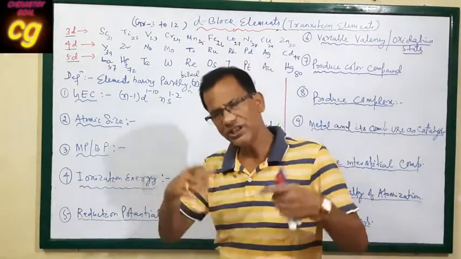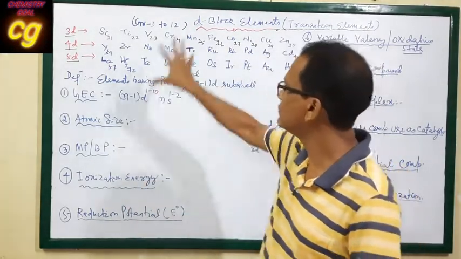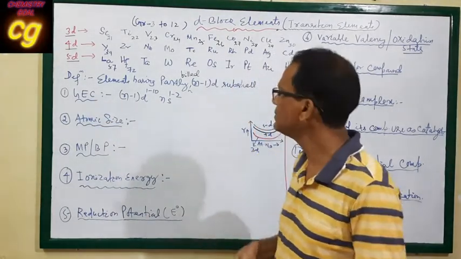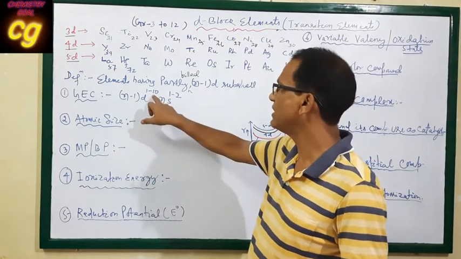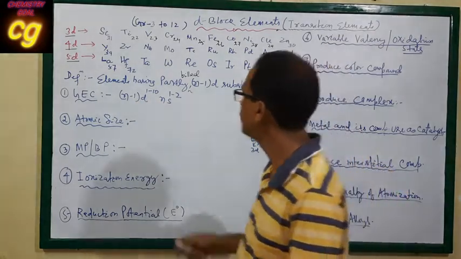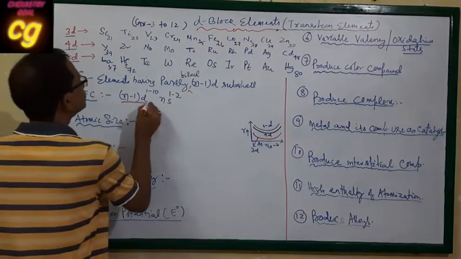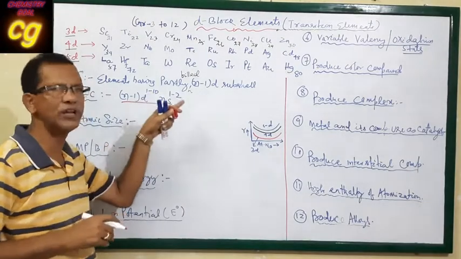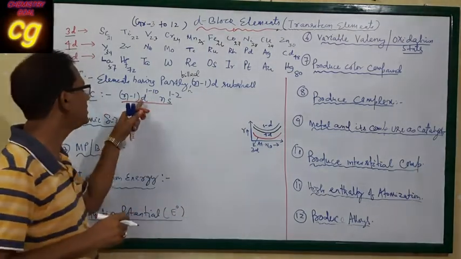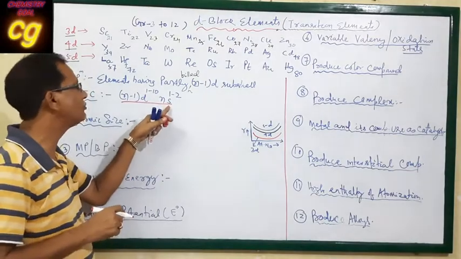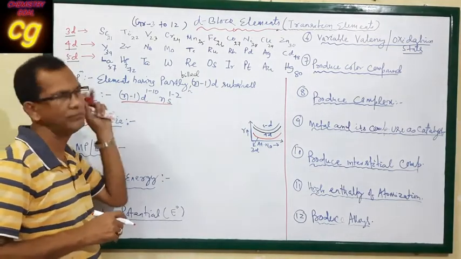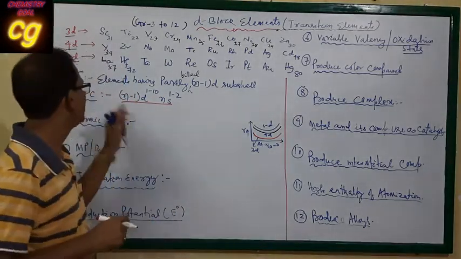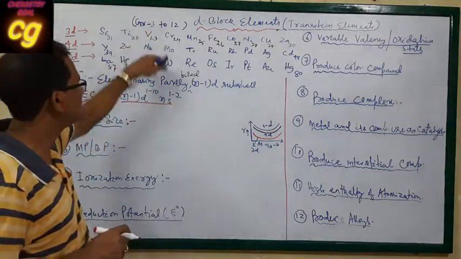Then what is the general electronic configuration of these transition elements? Let us discuss. The general electronic configuration of a transition element is N-1 d 1 to 10 and Ns 1 to 2. This is very important. D must contain 1 to 10 because the d capacity is 10. And in Ns, the outermost subshell, the s capacity is 2, so it contains 1 to 2 electrons. This is the general electronic configuration of transition elements.